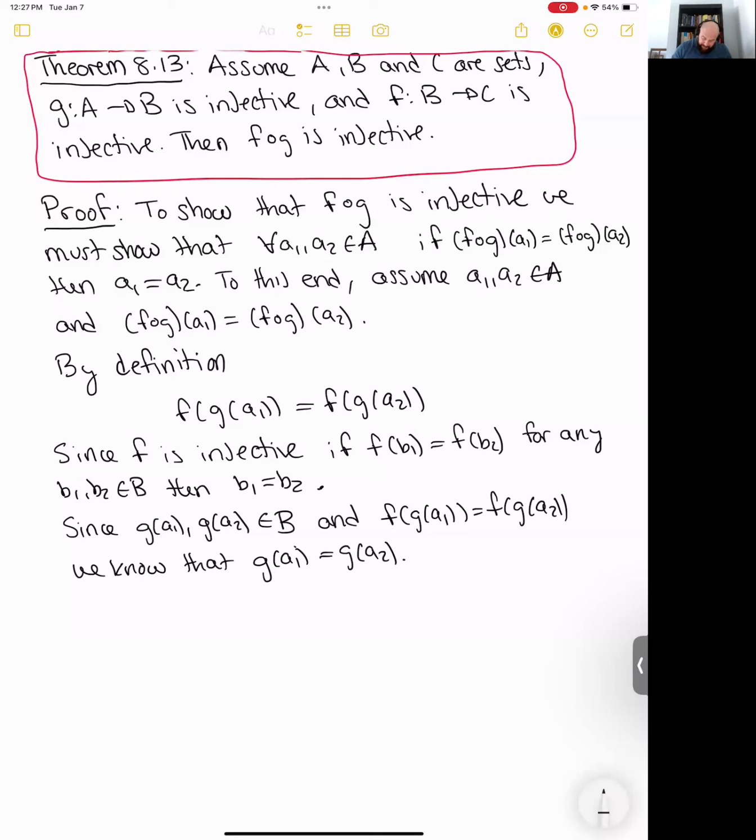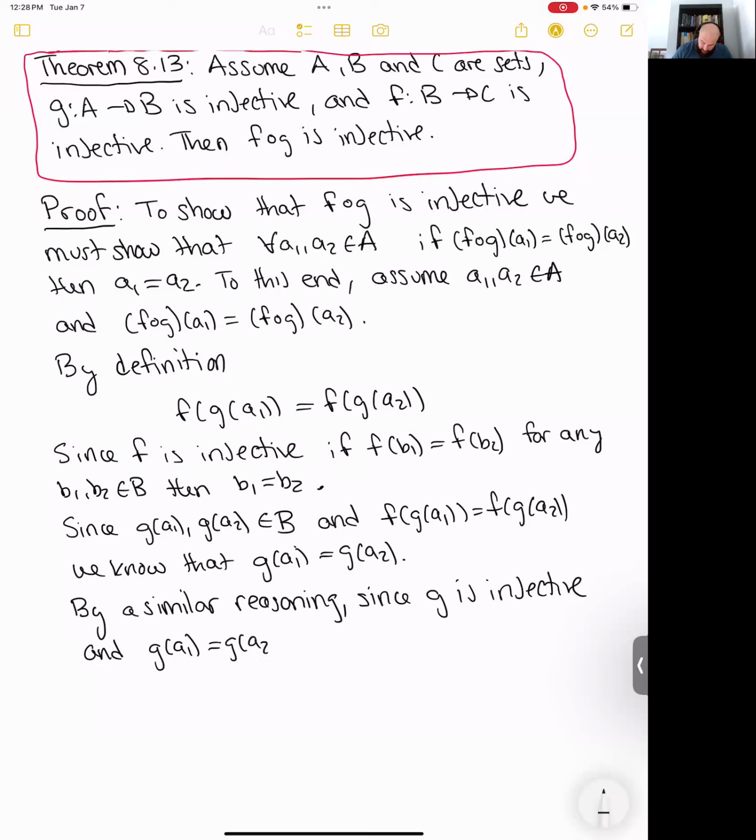All right, but by similar reasoning, since G is injective and G of A1 equals G of A2, we find that A1 equals A2. And so hence F composed with G is injective.